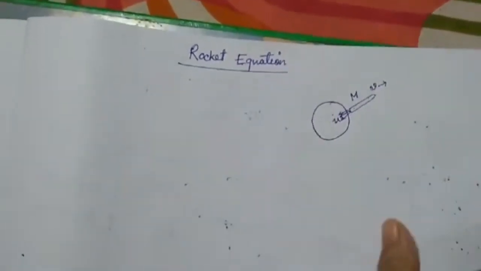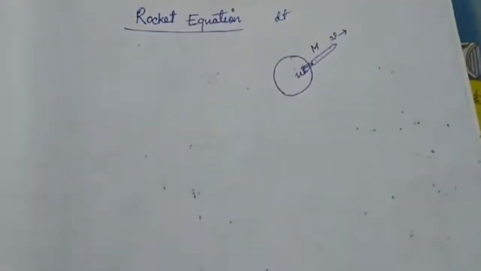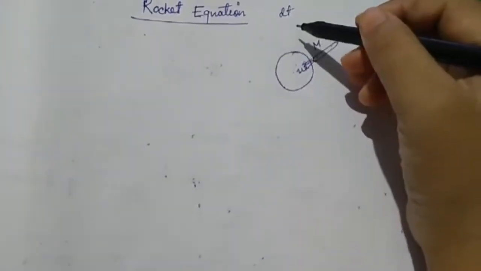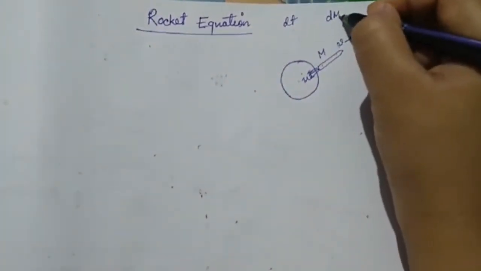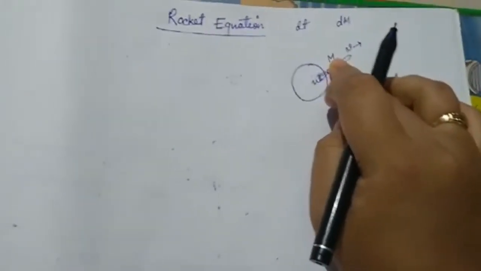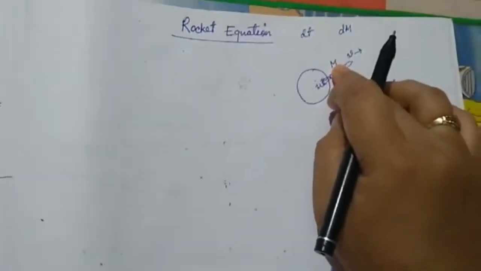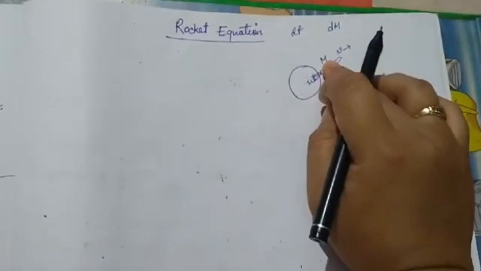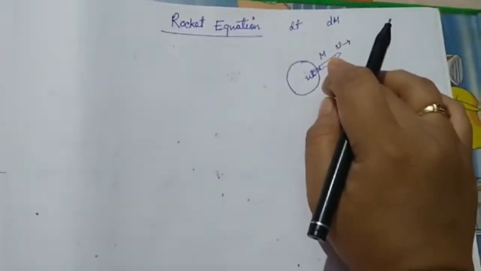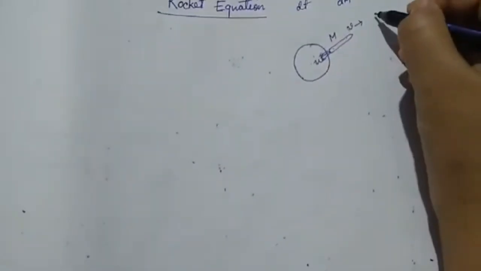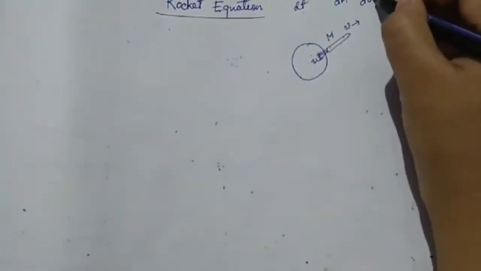Okay, now assume that within time dt, let us consider a small interval of time dt, during that time the mass has changed by dm. Obviously you know that the fuel is getting burned, so the total mass of the rocket will keep on decreasing. Decreasing means the velocity will keep on increasing. Fine. So velocity has changed by a value dv.